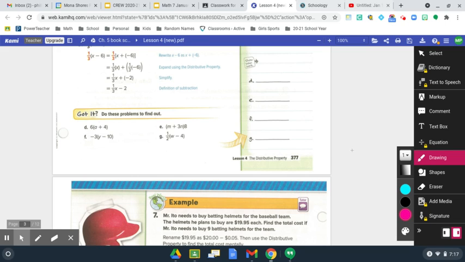All right, ladies and gentlemen, we're going to start. The bottom of page 377, we're looking at the got it, and we're going to now start doing some examples with variables. So we're going to start with letter D to begin with.